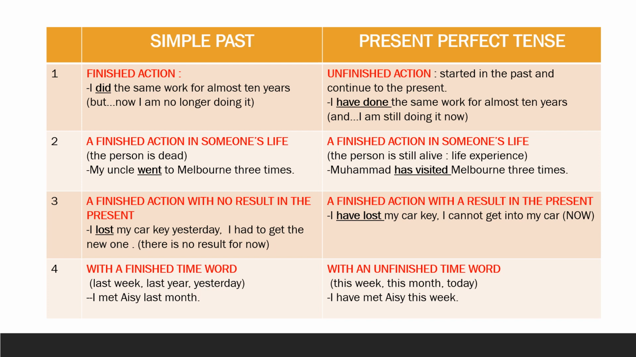Okay, I have lost my car key. I cannot get into my car. So I hope it is clear for the third rule. Okay, now we proceed with our fourth rule, which is the final rule for the use of simple past and also present perfect tense. For simple past, it is used with a finished time word.